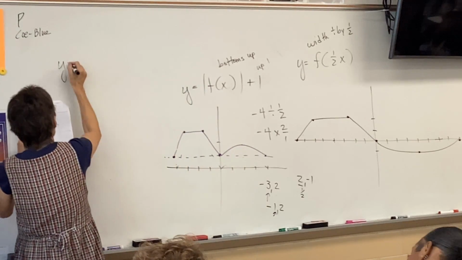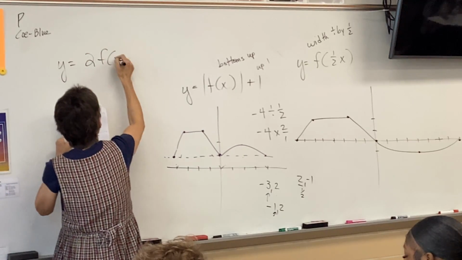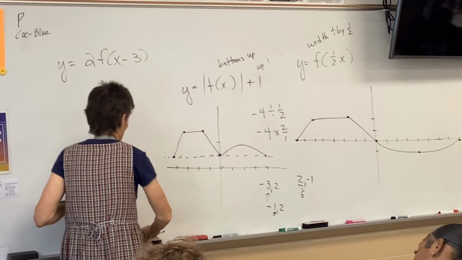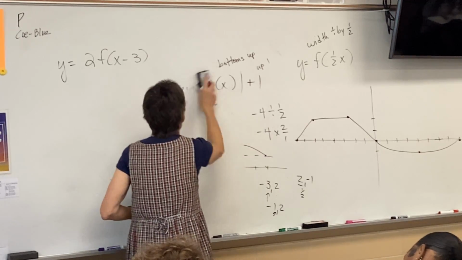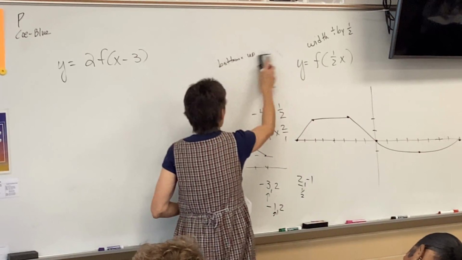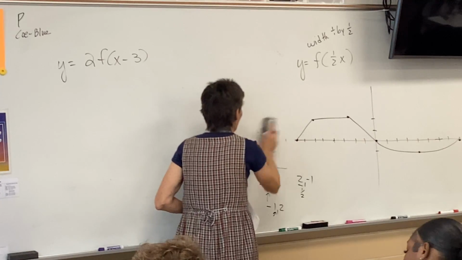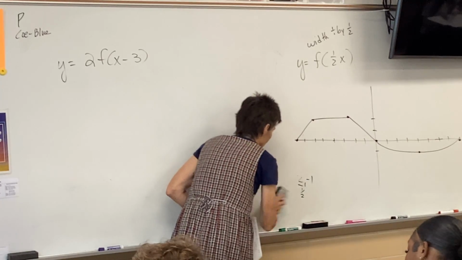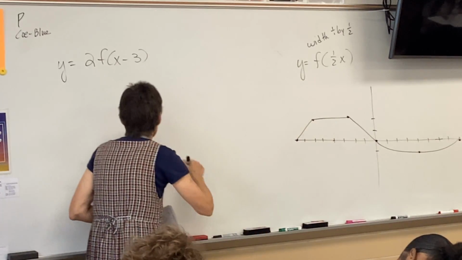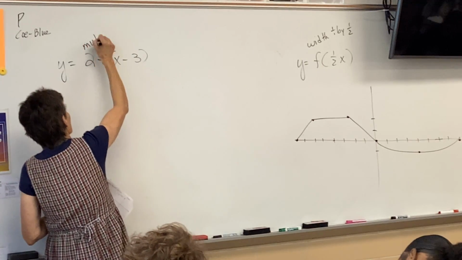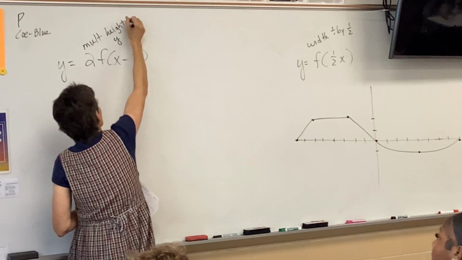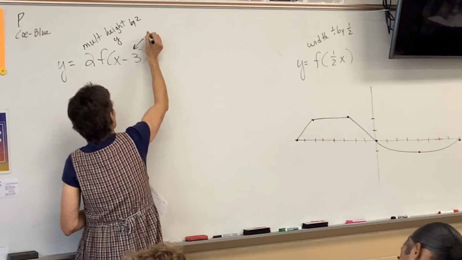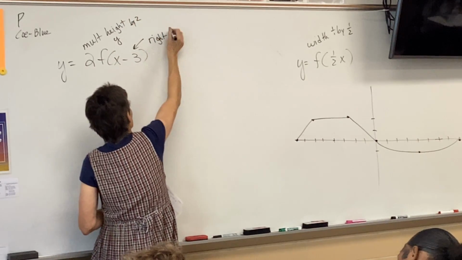Uh-oh, a lot's happening here. What's happening in this one? Right 3. Multiply. And what's getting multiplied? The height or the y's? The height. I want to think about it. So we're multiplying height, or y, by 2, and we're going right 3.